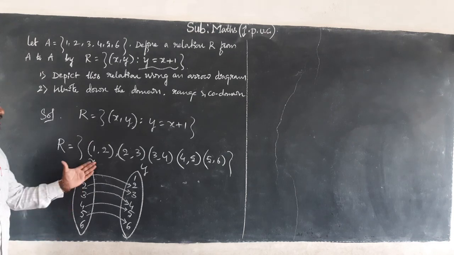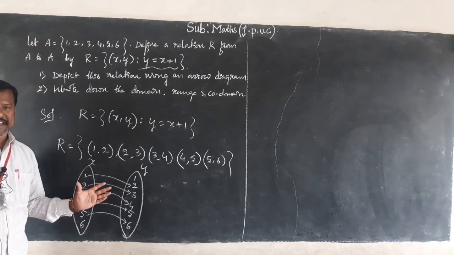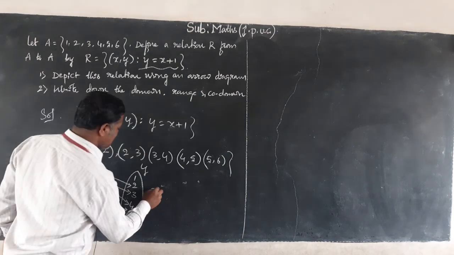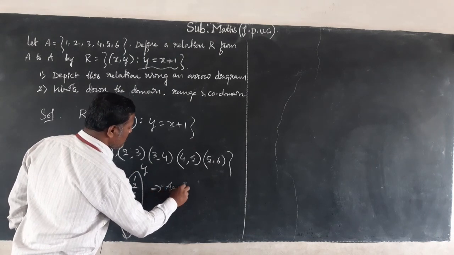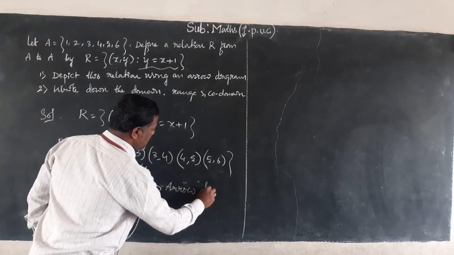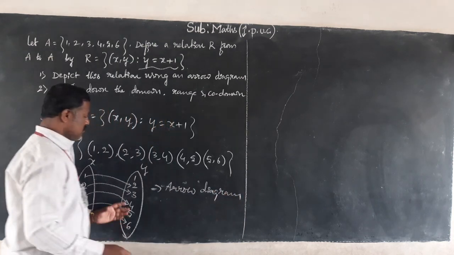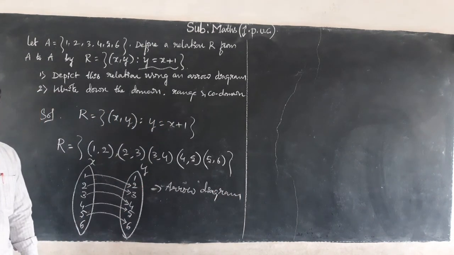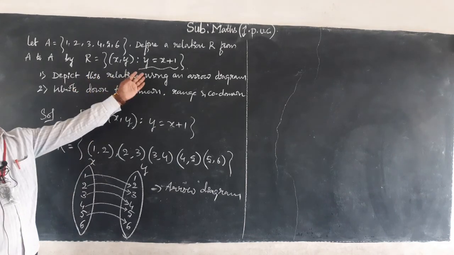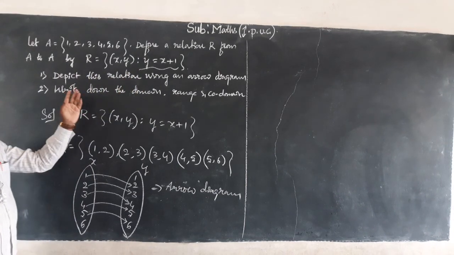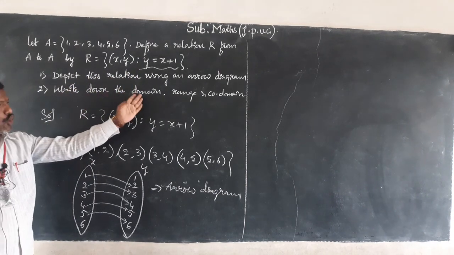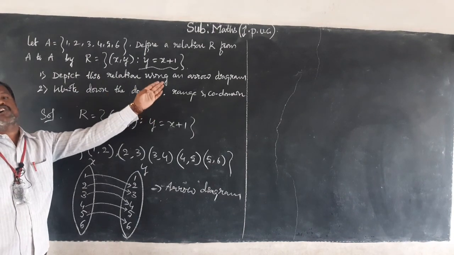That means this is what we called as arrow diagram. So first one is over. It's very simple children. Next write down the domain, range and codomain.